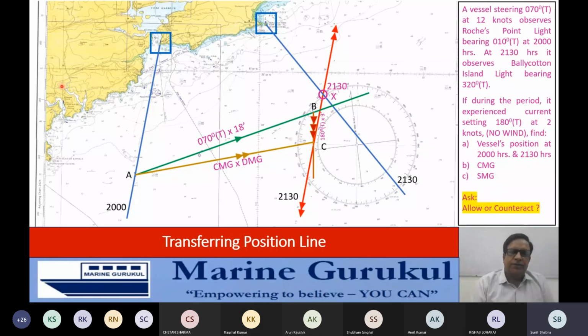Again, like the previous questions, she would have moved along her CMG track in reaching this position. So we transfer the CMG through 2130 position, where it cuts the 2000 PL, that becomes point Y, and 2000 fix. So in this question now, point Y is fixed at 2000 hours, point X is fixed at 2130 hours, Y to X is the CMG, and Y to X is the distance made good in 1.5 hours, when divided by time of 1.5 hours shall give us the speed made good.